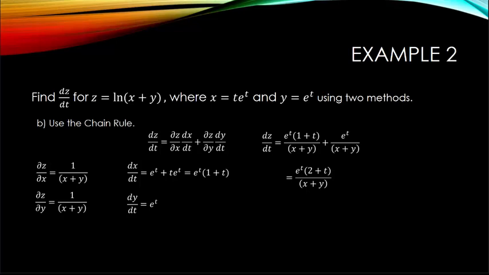When I plug in t e to the t for x and e to the t for y, I get e to the t times the quantity 2 plus t over the quantity t e to the t plus e to the t. Factoring e to the t out of the denominator and canceling common terms on top and bottom reduces this to t plus 2 over t plus 1. I get exactly the same result regardless of the method I choose.